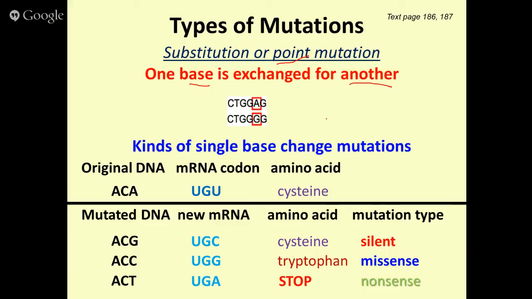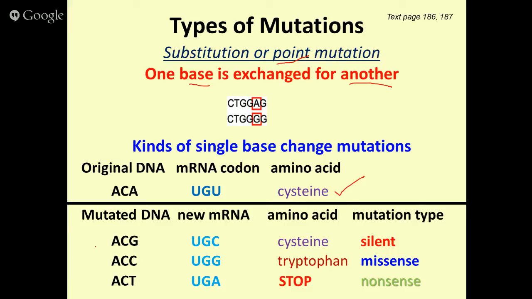So let's take a look at how this one change in DNA could affect the potential protein that we're making from this DNA. So the original DNA is ACA. If you make messenger RNA from that, you would have the code UGU. And if you look up this codon in the codon dictionary, you would see that the amino acid that this codes for is cysteine. So in the normal healthy protein, we're supposed to have a cysteine amino acid at a certain place in our polypeptide.